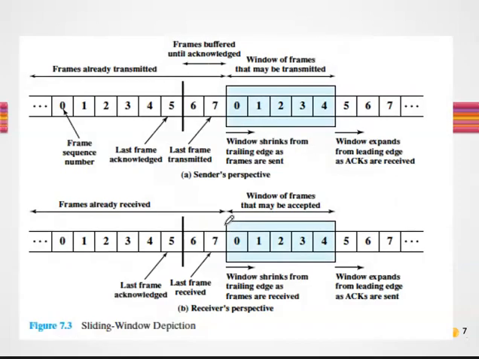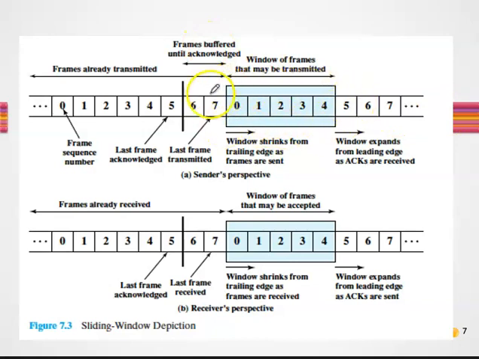Okay, let's see some examples of the sliding window from the sender's perspective and also from the receiver's perspective. So in this example, it is assumed that a 3-bit sequence number is used. So that is why the frames here are numbered from 0 to 7. So we have basically 1, 2, 3, 4, 5, 6, 7, 8 frames, which is 2 to the power of 3. So that is why it is a 3-bit sequence number.